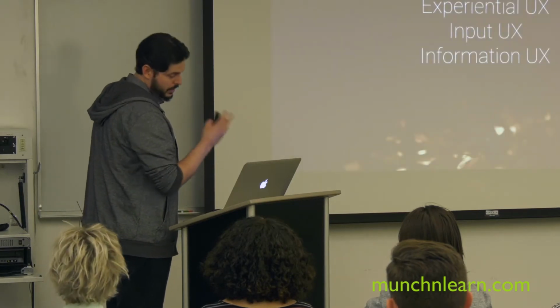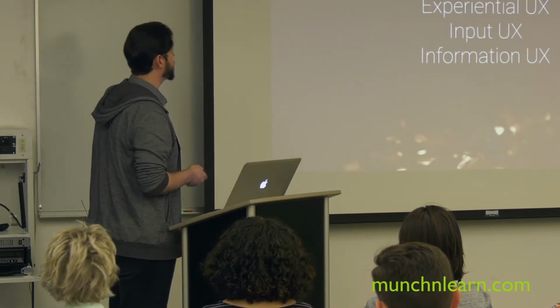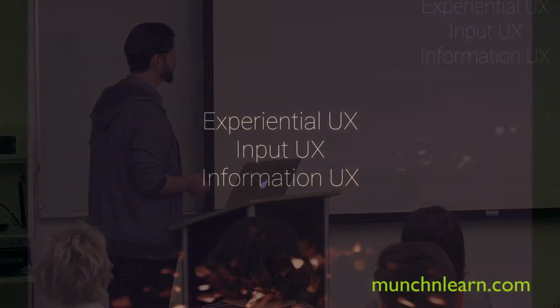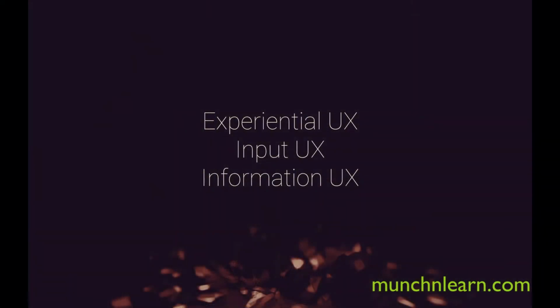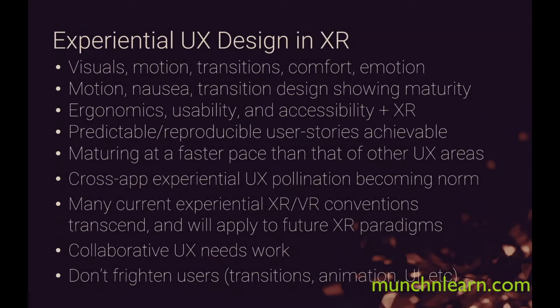So the 3 main areas that I'm going to breeze through as quickly as possible. There are many more in UX design, but these 3 are definitely the areas where I'm almost always having the same discussions, going over the same set of questions, seeing the same iteration in a program as it goes from Gen 1 XR to Gen 50 by the time it ends up seeing the consumer audience. So again, visuals, motion, transitions, comfort, and emotion.